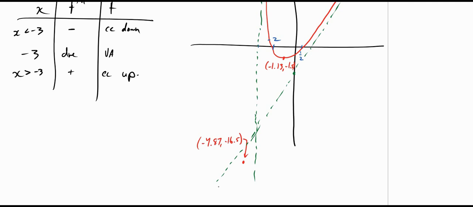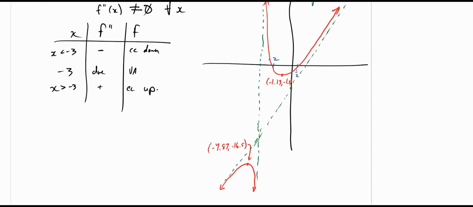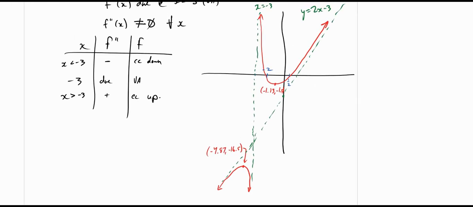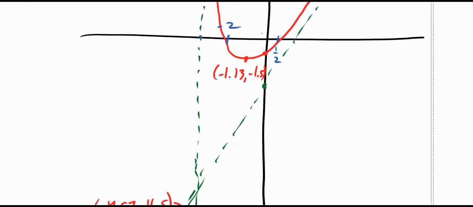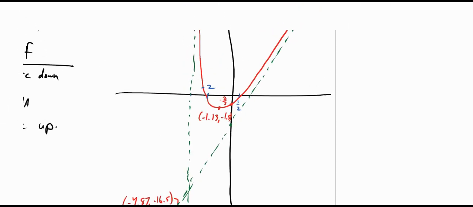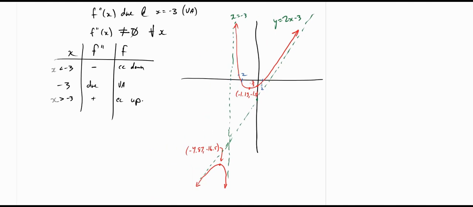And it approaches the oblique asymptote from below and goes to negative infinity when it approaches the vertical asymptote from the left. So there you go. In the end, a very straightforward curve. My y-intercept is really hard to get in there, but negative 2/3. There we go. Any questions?